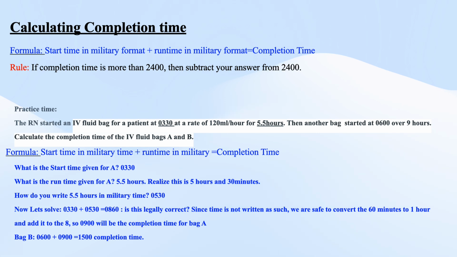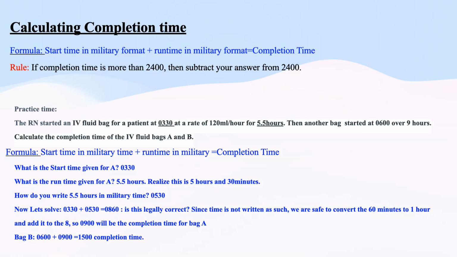What is the start time given in bag A? It's 0330. What is the run time given? It says 5.5 hours. So now that's our real time speaking. But in military time, it's 5 hours and 30 minutes. And so to write it correctly, we have to write 0530 in order to get the math right. Okay? Not 0550 and not 5.5. It's 0530. That's military format.